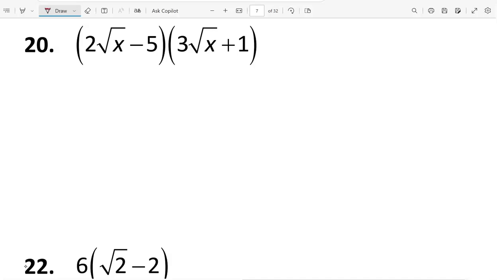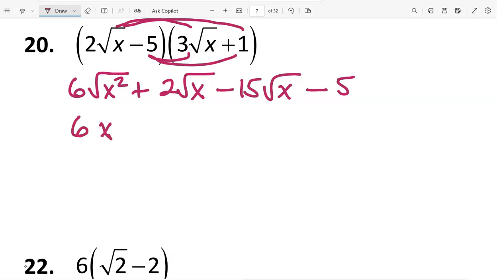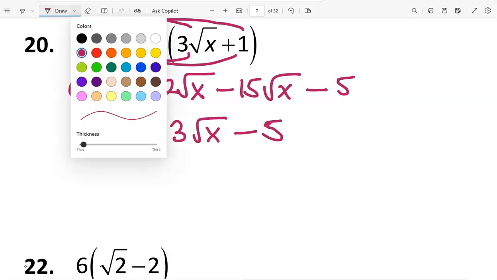In number 20, I'm going to multiply these two binomials by foiling. The product of the first is 6 times the square root of x squared. The product of the outers is 1 times 2 times the square root of x, so that's 2 times the square root of x. Inners, that would be minus 15 times the square root of x, and last, negative 5 times positive 1 is negative 5. So now let's simplify the first term, 6 times x, and then combining the like terms in the middle, since they're like radicals, minus 13 times the square root of x, and minus 5.